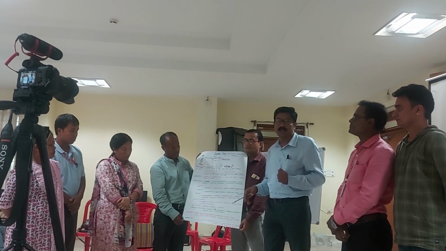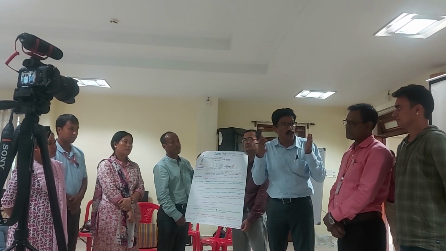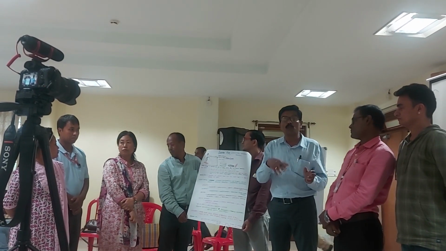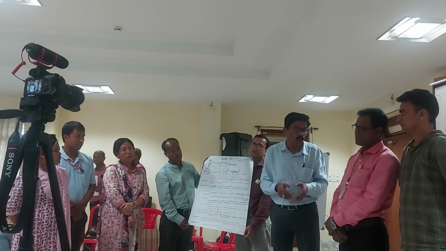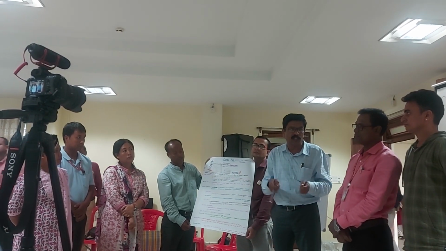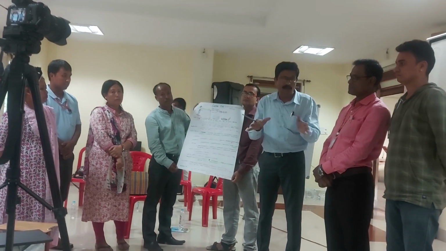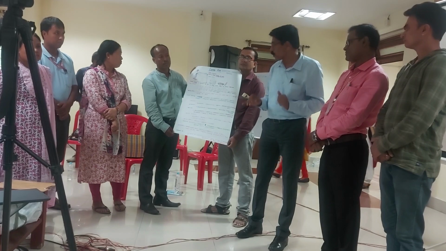Then soil types. Any seeds cannot grow in any type of soil. So naturally they will have to find out from the knowledge what kind of seeds will grow in which kind of soil. Irrigation system. How to give water to this? Whether it will be sprinkler irrigation, drip irrigation, flow irrigation. That also they will be able to understand according to the size of the plot, according to the type of soil, and according to the seeds.